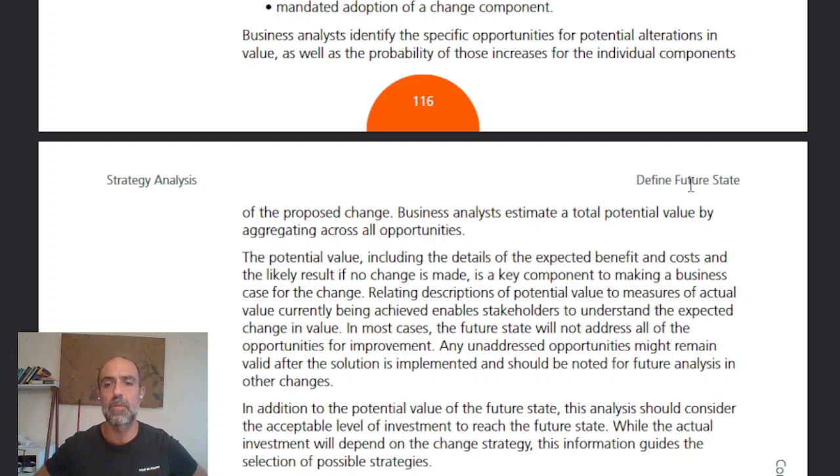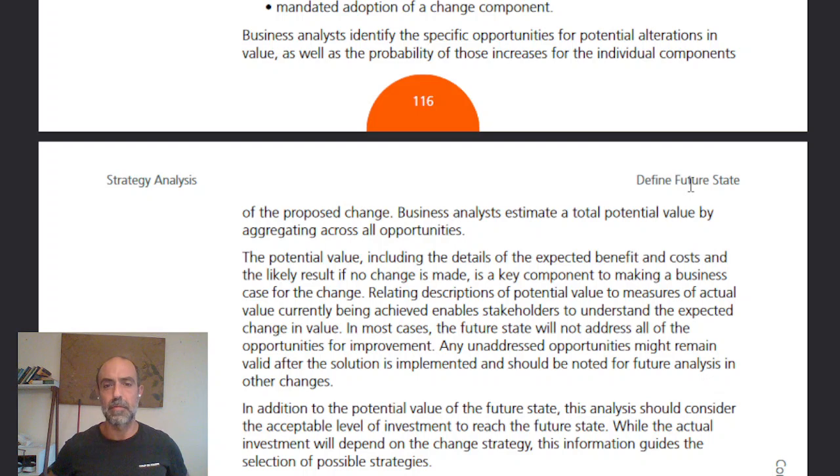In most cases, the future state will not address all of the opportunities for improvement. Any unaddressed opportunities might remain valid after a solution is implemented and should be noted for future analysis and other changes. Okay, so just document all the unaddressed opportunities because they might actually be valid.